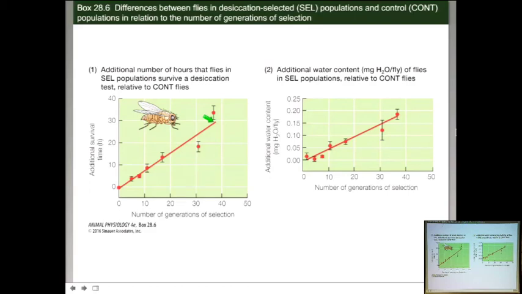And these flies tend to be a little smaller, but they tend to have more water per fly. So they are conserving water, and by 37 generations, again, they have added another 0.2 microliters of water per fly. So these are phenotypical changes for these generations adapting genetically to the dry environment.